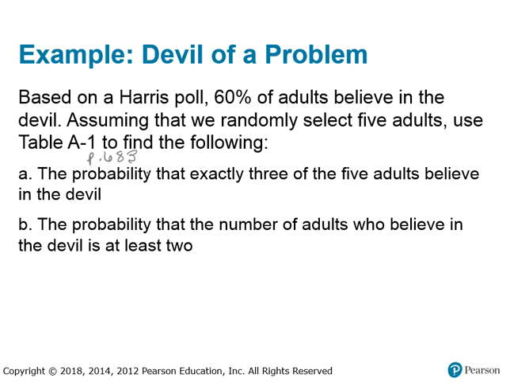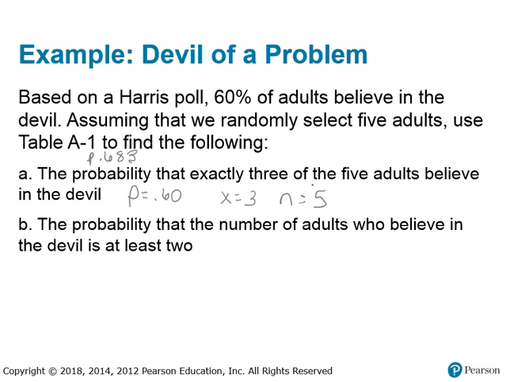So we're going to find the probability that exactly 3 of the 5 adults believe in the devil. So we know our probability of success is 0.60. We're doing 3 of them. So our x is 3 and our n is 5.